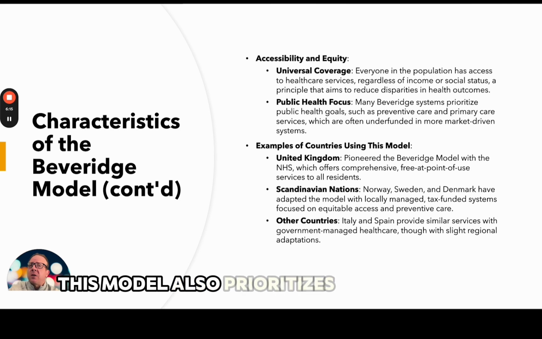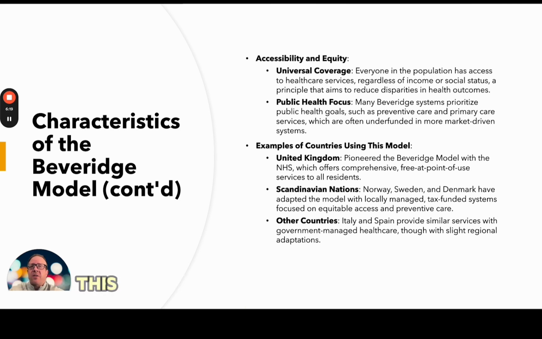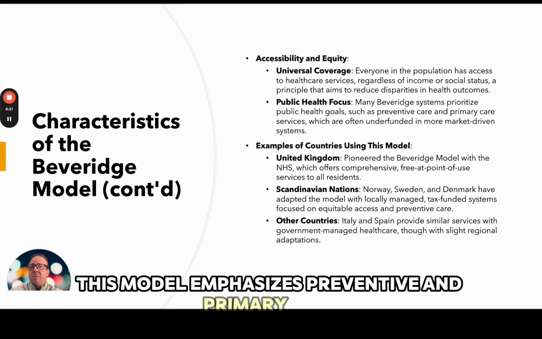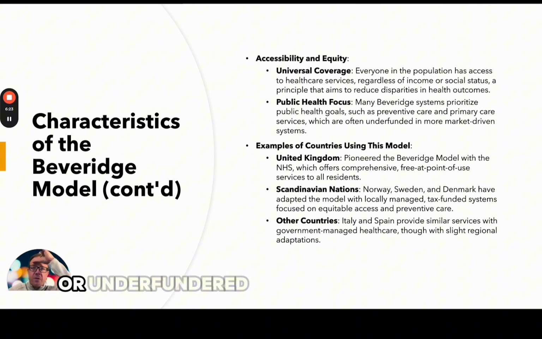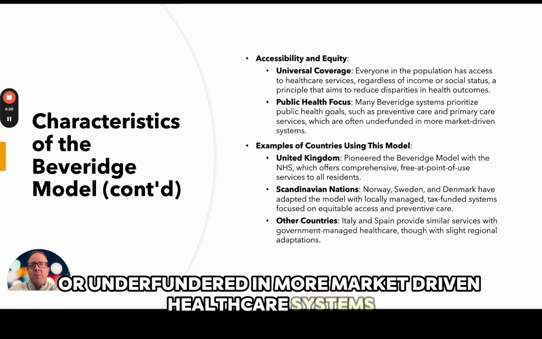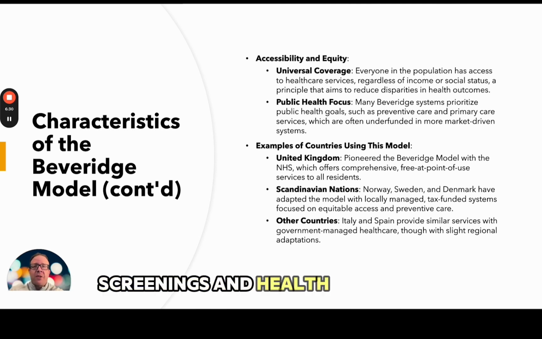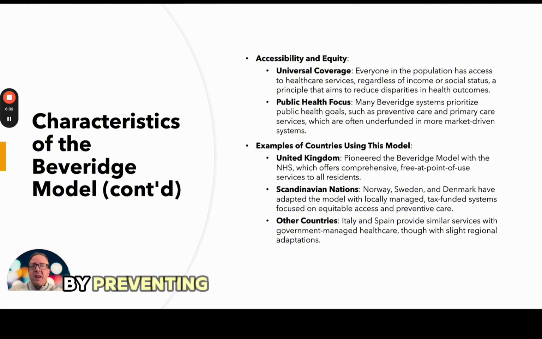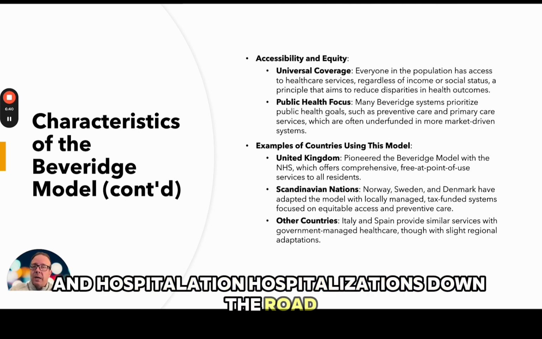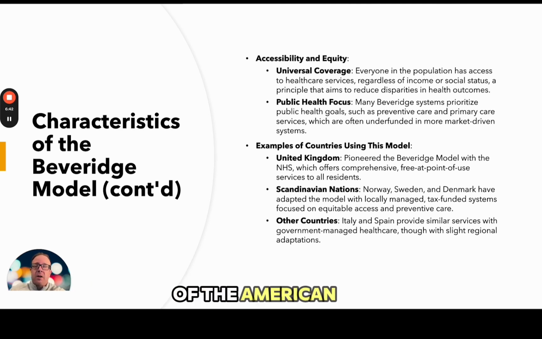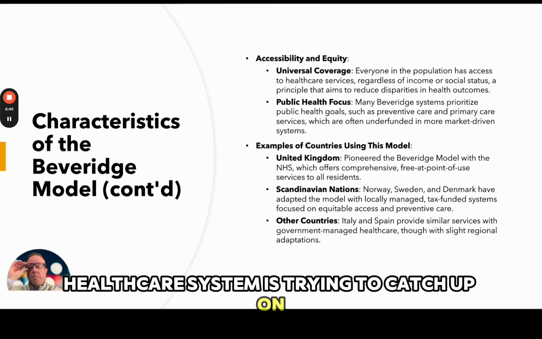This model also prioritizes public health goals. Rather than focusing solely on treatment, this model emphasizes preventive and primary care, which are often overlooked or underfunded in more market-driven healthcare systems. Preventive care includes services like immunizations, screenings, and health education programs. By preventing health issues before they arise, these services improve population health and reduce the need for more costly emergency care and hospitalizations down the road. Something that the American healthcare system is trying to catch up in.